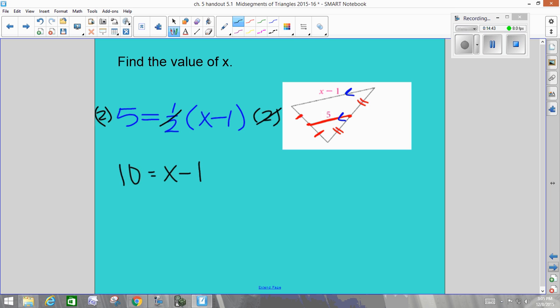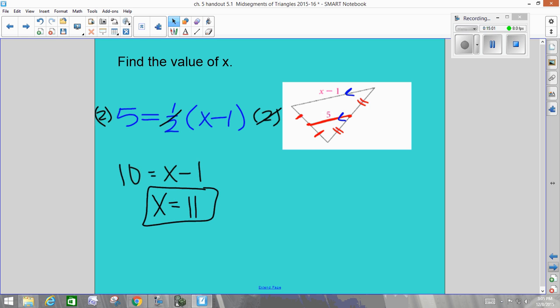How do I move my 1 over? X minus 11, how do you move your 11 over? Yeah, add it, and then you get what? Sorry, my brain was working faster there. Then you'd multiply by 3.